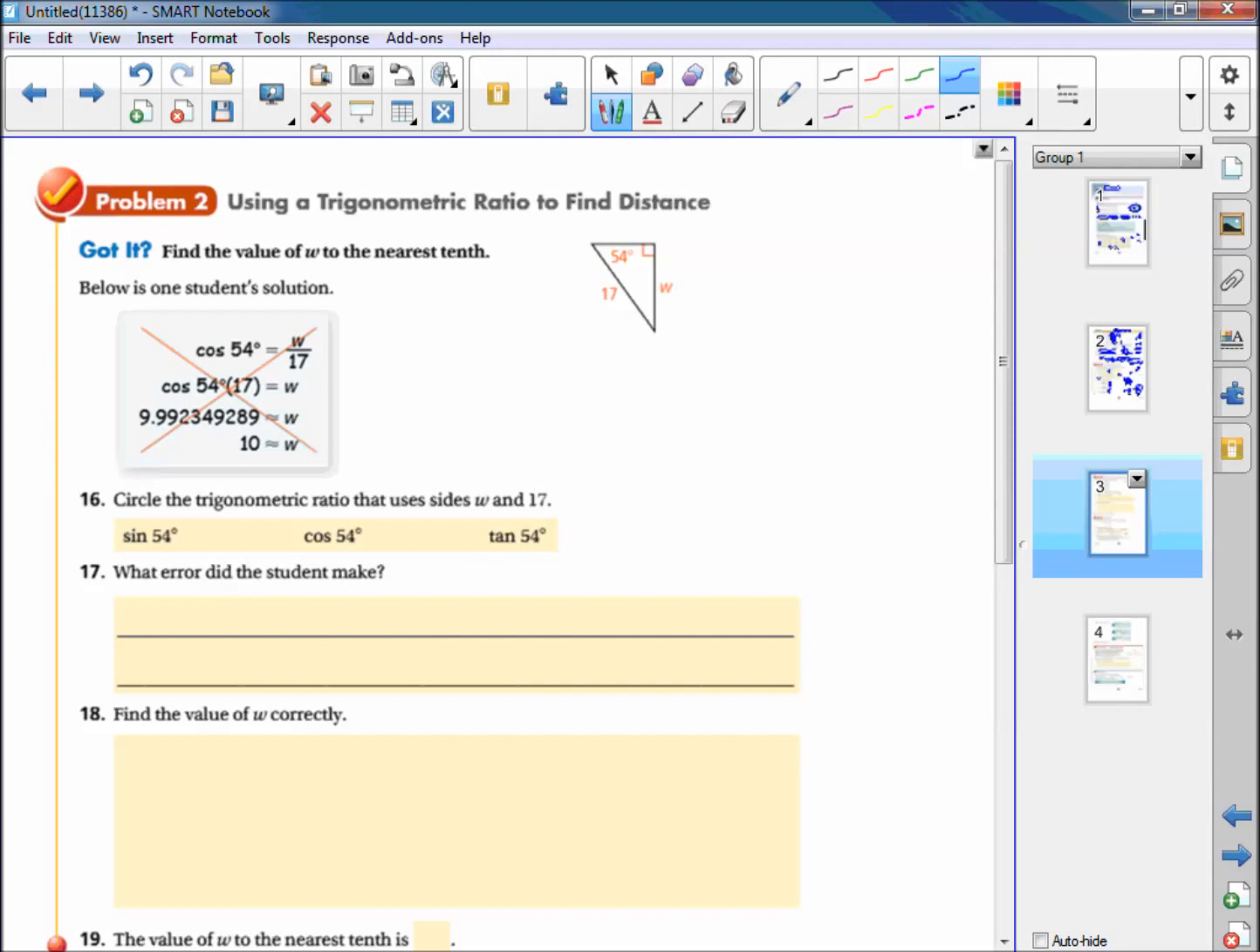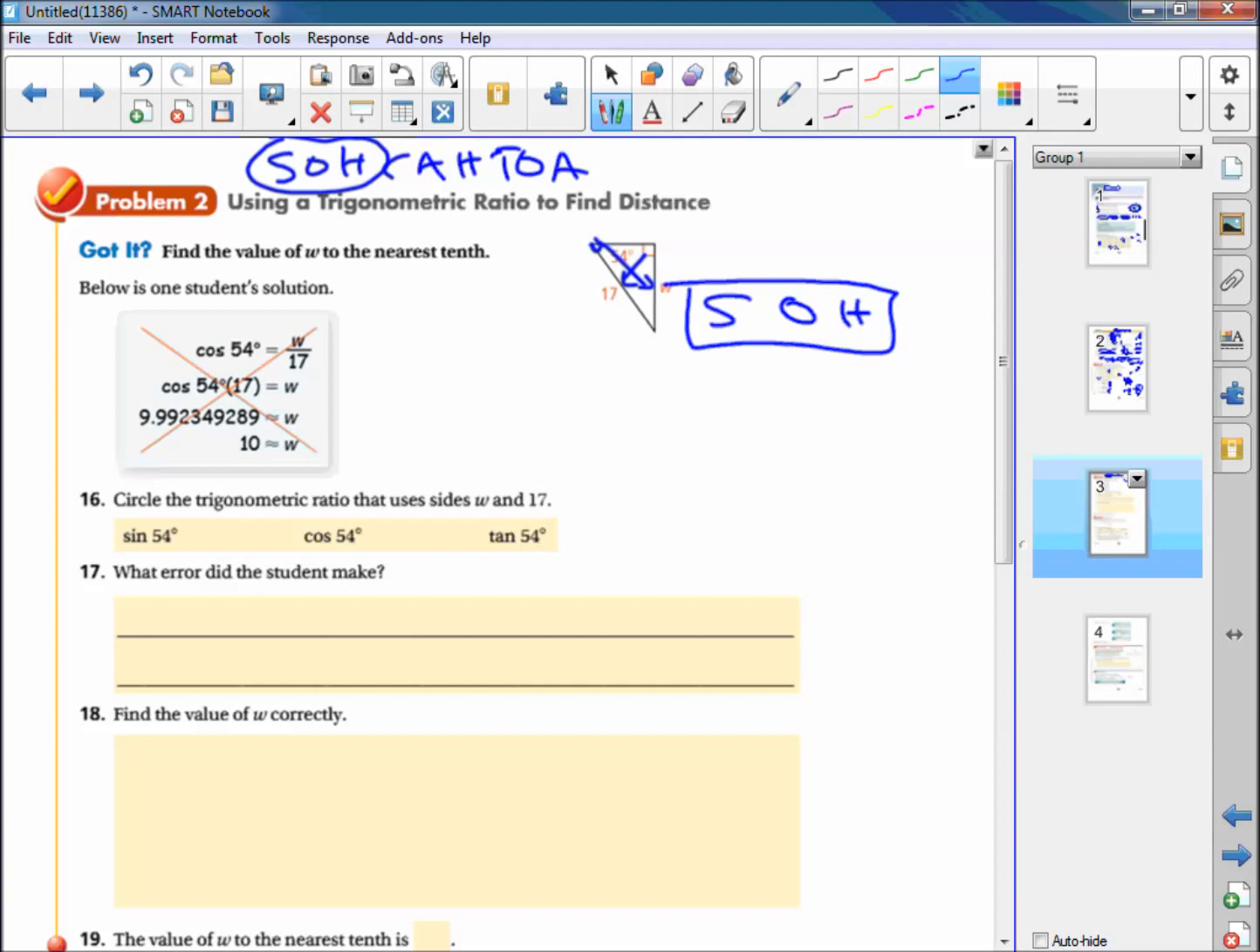Let's take a look at 54 here. That's the angle we know. W, the length we're looking for, is the opposite of that. So I have opposite, and then across from the 90 is 17, and I have hypotenuse. Which of our things go with opposite and hypotenuse? And this is why it's useful to remember this. This is SOHCAHTOA, and that means we're going to be using sine. So we should have sine to make this work. Sine is opposite and hypotenuse.